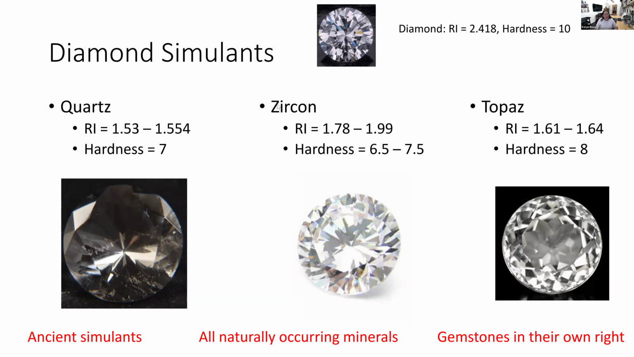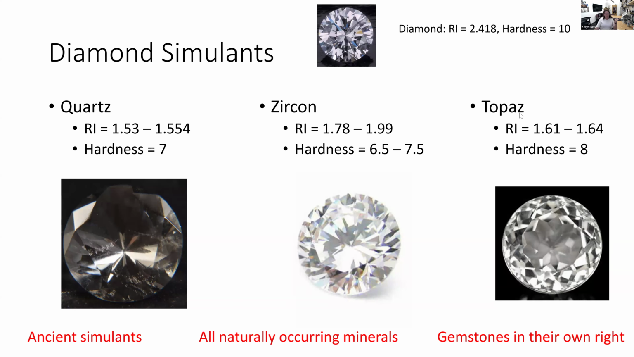We can move on to something called zircon. This should not be confused with cubic zirconia. Zircon is a naturally occurring mineral, all right? So all three of these are naturally occurring minerals. When it is colorless, it can be used as a diamond simulant. And it's not bad. It's got a pretty high index of refraction, but its hardness is not that great. So while it's shiny and pretty, it scratches easily.